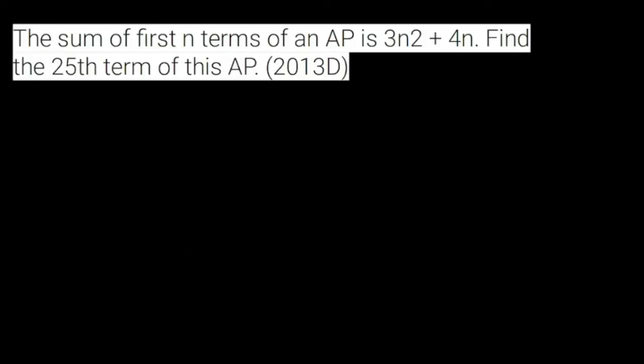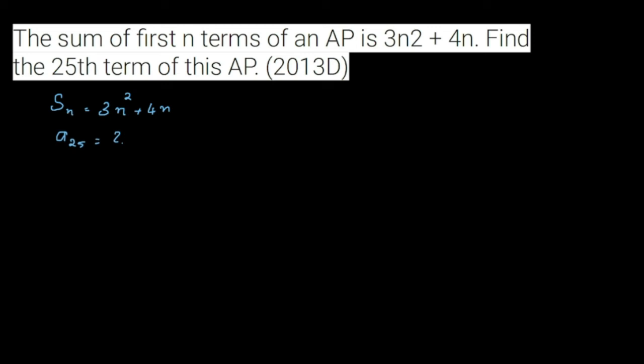So the question is, the sum of first n terms of an AP is 3n square plus 4n. Find the 25th term of this AP. So what is Sn? Sn is equal to 3n square, it's not 3n into 2, exponent is 2, plus 4n. We need to find out A25, right?